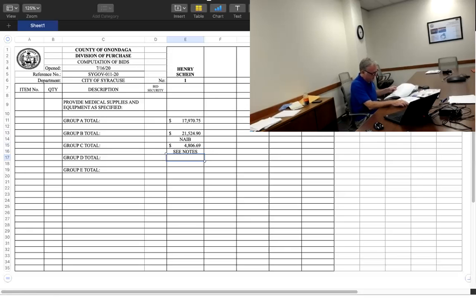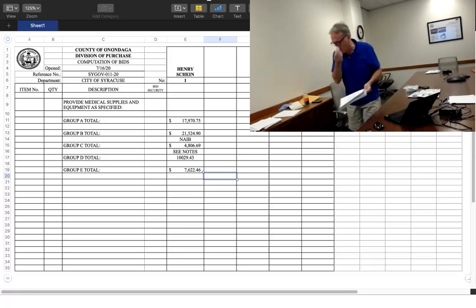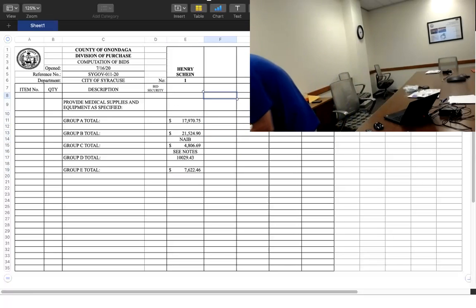Group D is $10,029.43. And Group E is the one I think continues on the front here. Total Group E is $77,622.46.